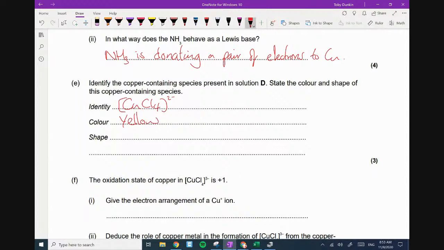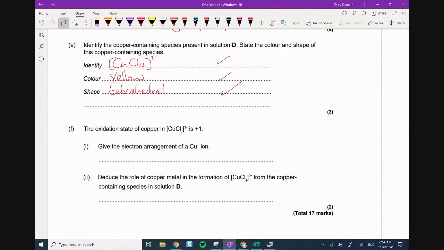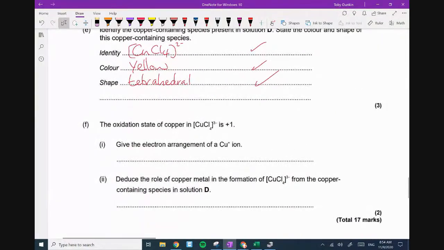If they start off with a solid, there's no water really there. You know, there's very little in conc, so yellow's the right answer. And shape, of course, is tetrahedral. Look at that. One word, I love that. 3 marks in 3 seconds. It's boss. If you know it, you know it. It's amazing. But I will emphasize yellow, folks, on that particular one.